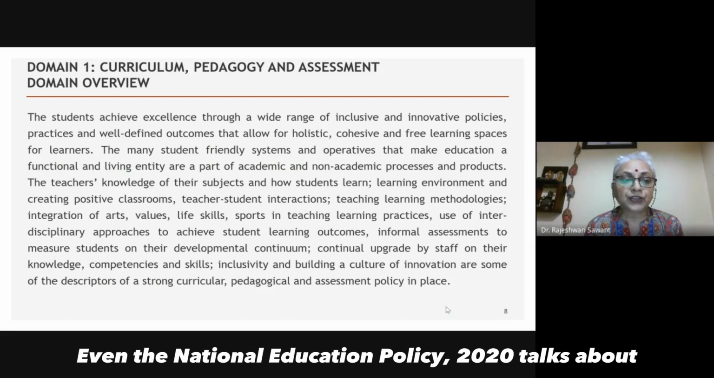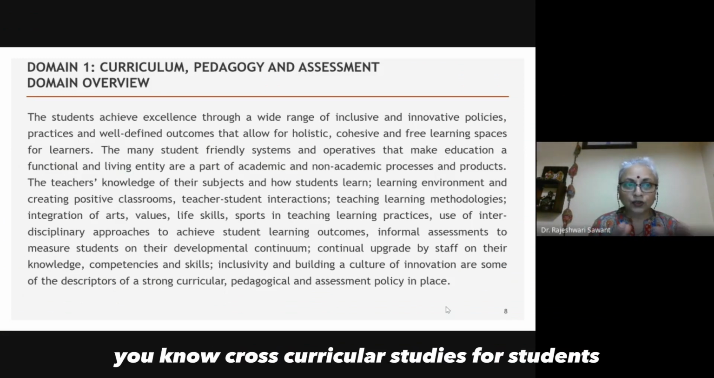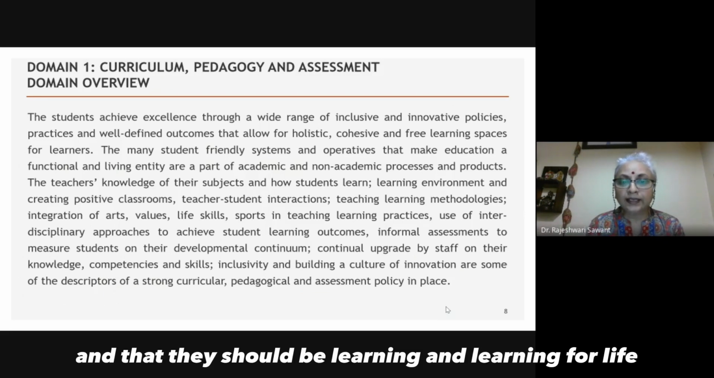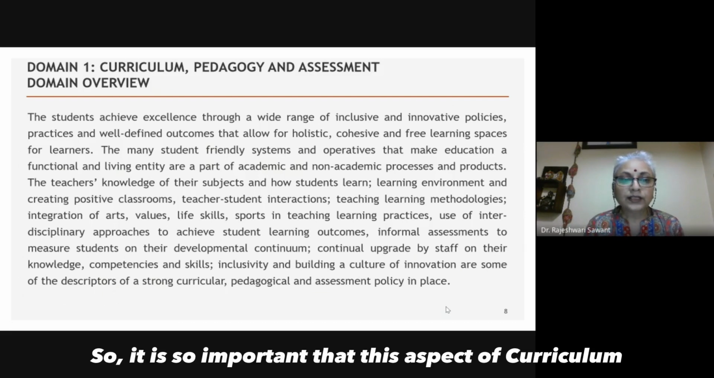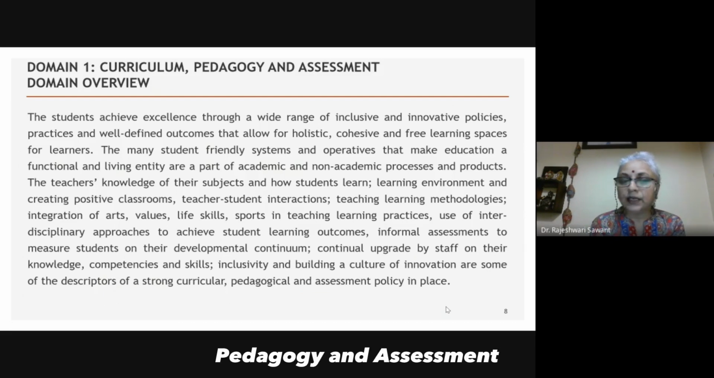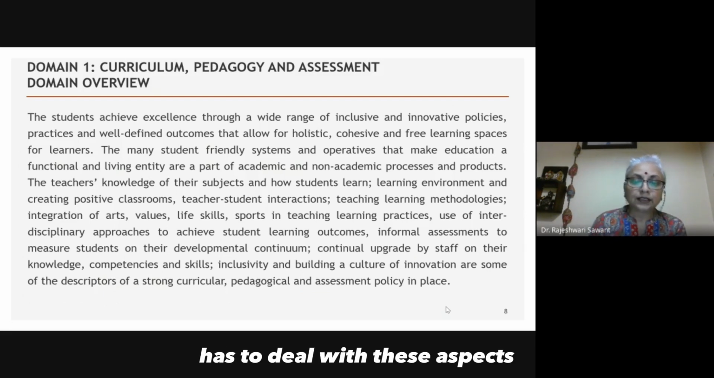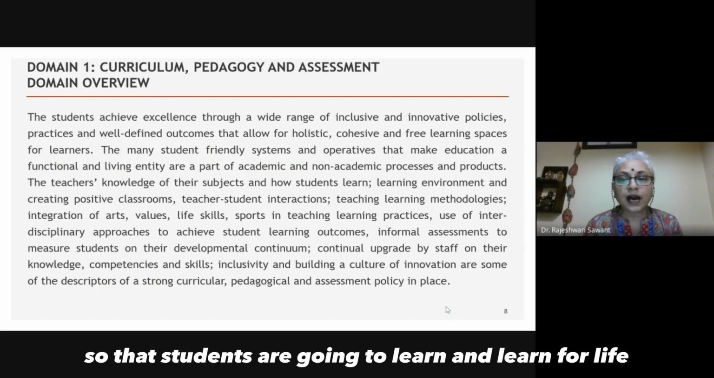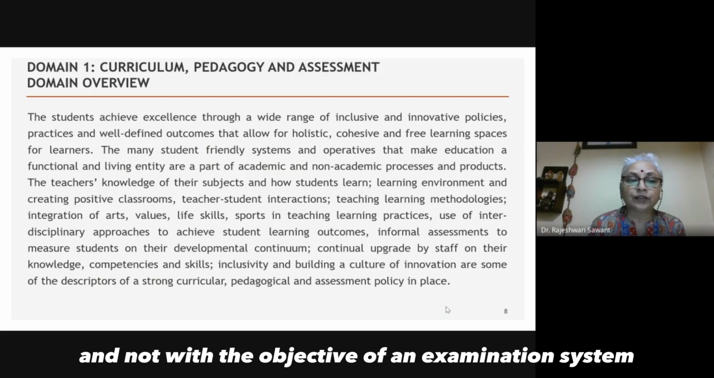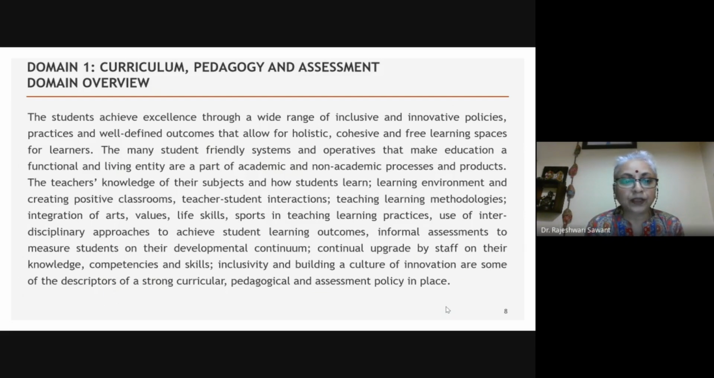Even the National Education Policy 2020 talks about cross-curricular studies for students, and that they should be learning and learning for life. So it is so important that this aspect of curriculum, pedagogy and assessment deals with these aspects so that students are going to learn and learn for life and not with the objective of an examination system.